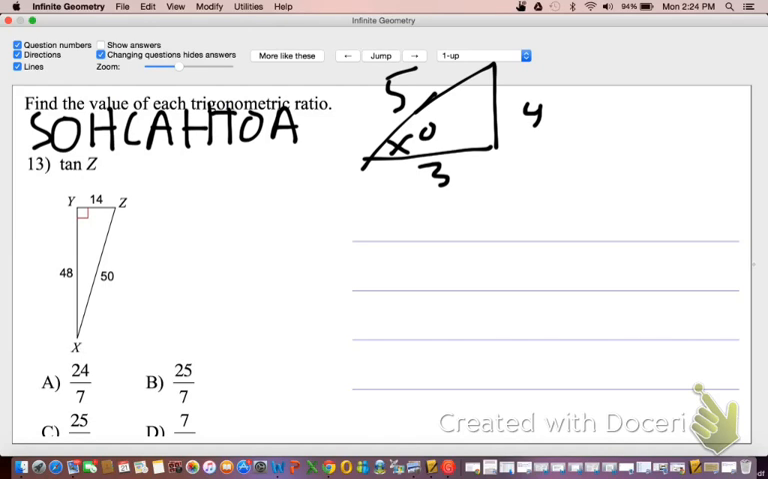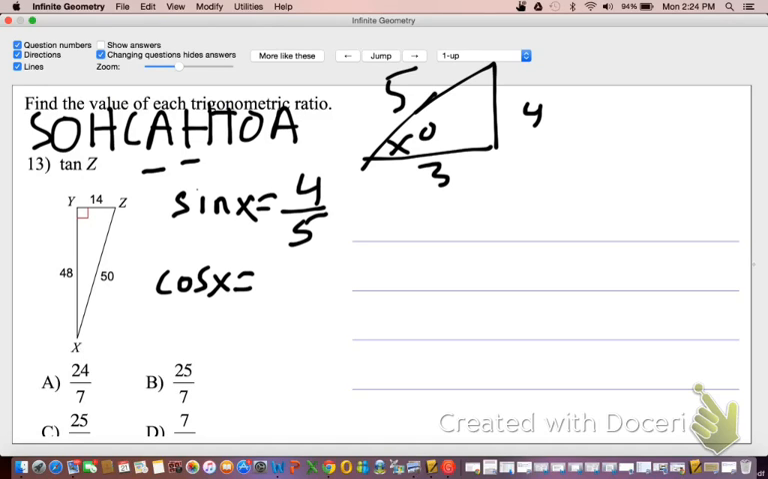So sine of x equals 4 over 5. That's opposite. So opposite of x is 4, and the hypotenuse is the longest side, which is 5. So cosine of x means adjacent over hypotenuse. Adjacent is the side next to x that's not the longest one, so that'll be 3, right? So it's going to be 3 over the hypotenuse, 5.